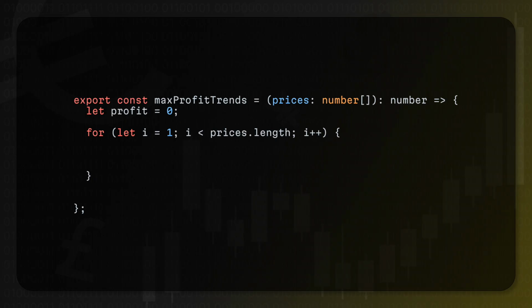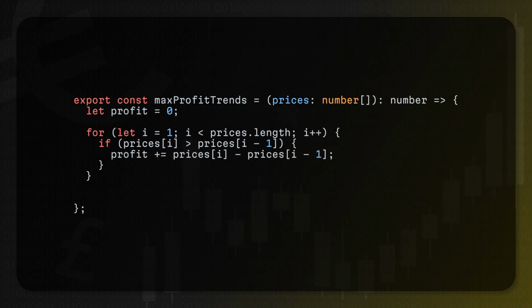On each iteration, we check if the price on the current day is higher than the price on the previous day. If it is, we add the difference between the two prices to profit. In other words, we collect profit every time the price goes up, one small gain at a time. At the end of the function, we simply return the profit as a final result.